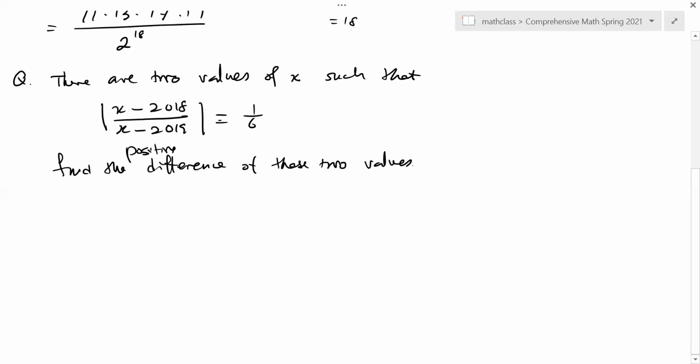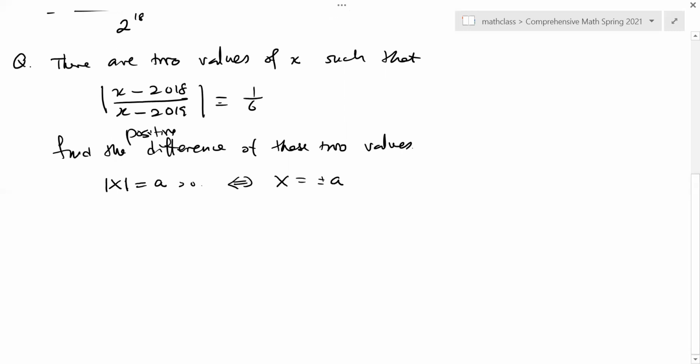Okay, so all we need to know is if the absolute value of x is going to be some a, where a is a positive number, then this is equivalent to saying that x is plus or minus a. So I can just work on the general case, right? Maybe I want to generalize it to a more general case.